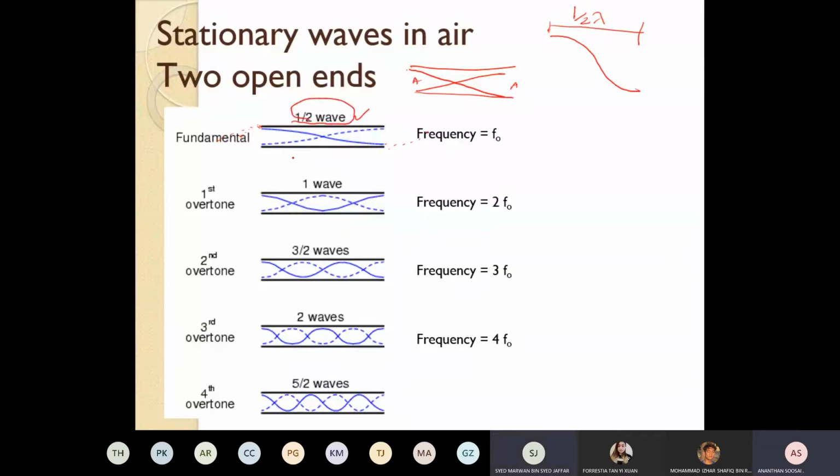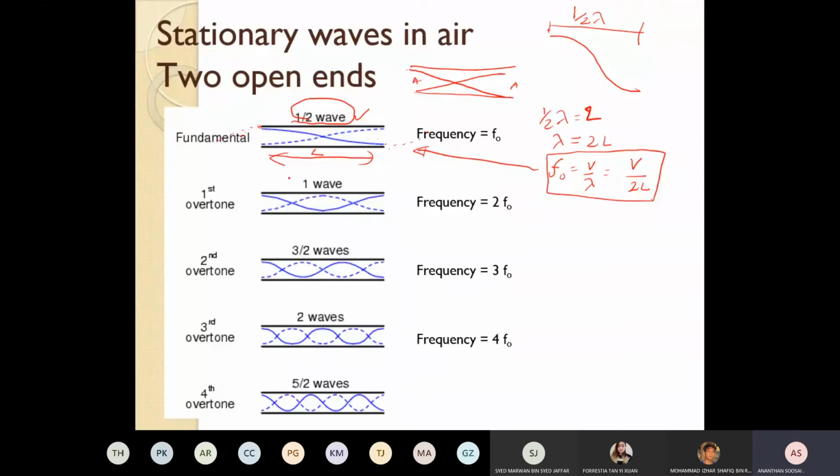Let the length of the pipe be L. So we said half lambda equals L, so lambda is 2L. Then what will the fundamental frequency be? V over lambda, where V is the speed of sound and lambda in this case is 2L. So this is the fundamental frequency formula for an open pipe. Remember this pattern: the open edge always forms an antinode.